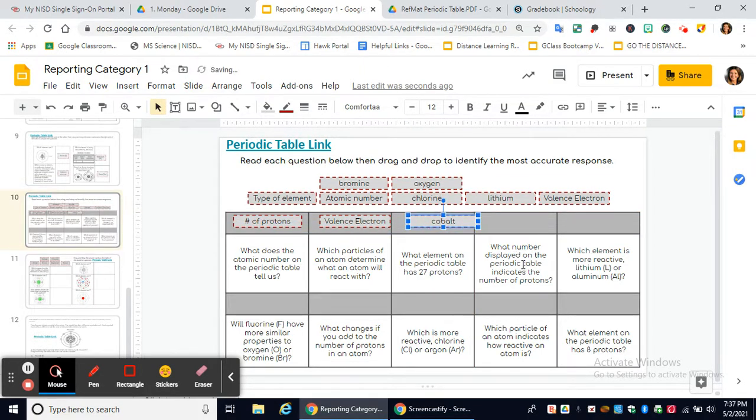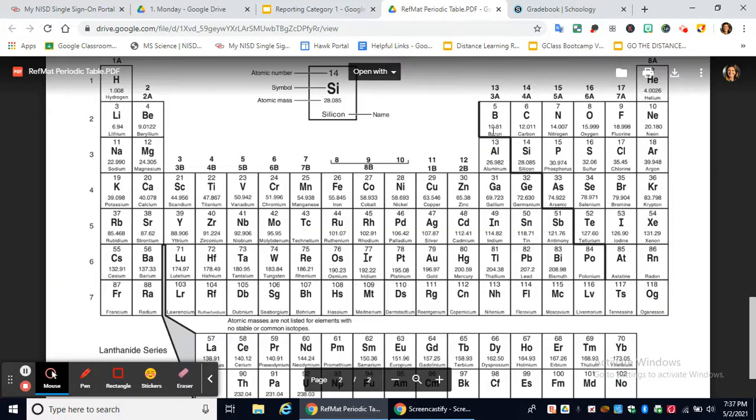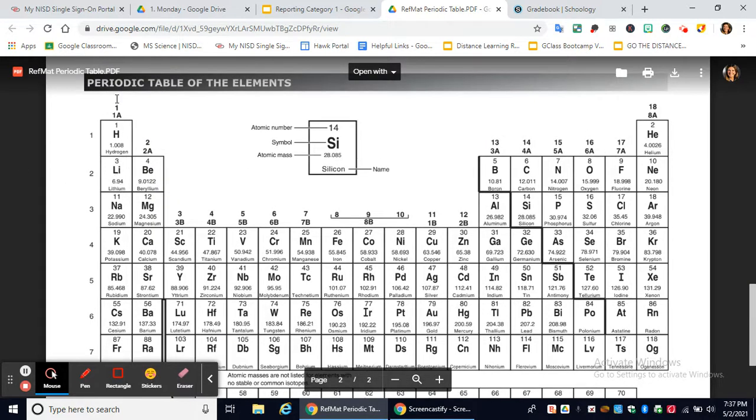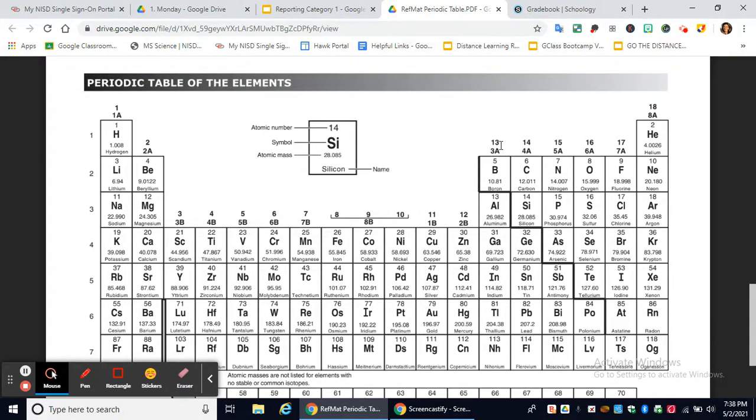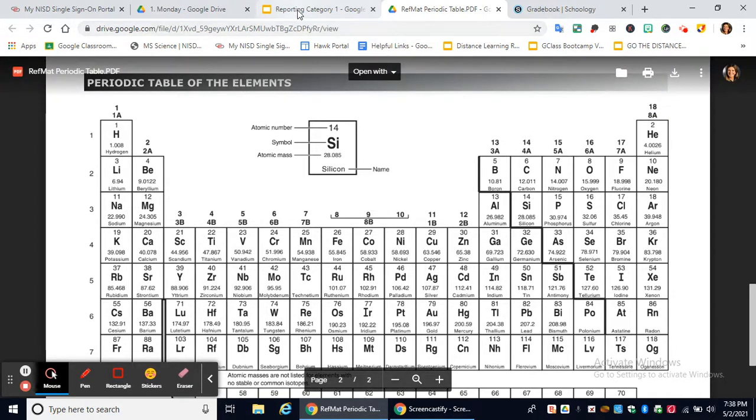What number displayed on the periodic table indicates the number of protons? That's going to be your atomic number, the number above the symbol. Which element is more reactive, lithium or aluminum? So I'm going to go to the periodic table. Here's aluminum with 3 valence electrons, and here's lithium over here in group 1 with 1 valence electron. So lithium is highly reactive because lithium is in group 1 with 1 valence electron. And over here, aluminum has 3 valence electrons. So we would say lithium is more reactive.